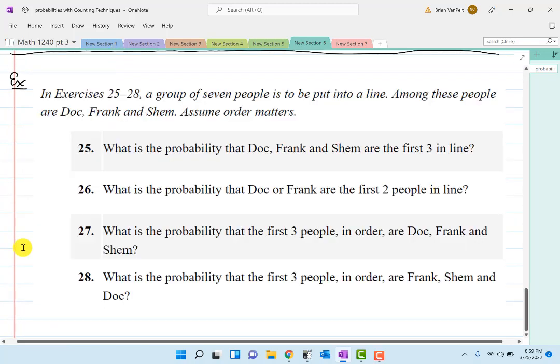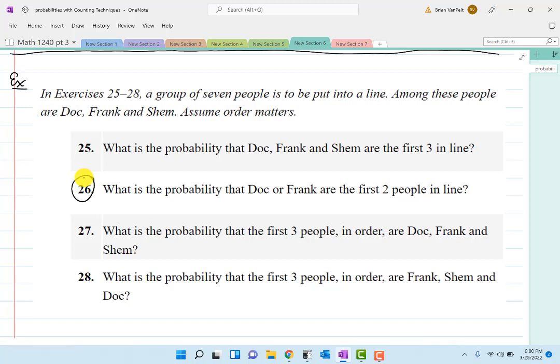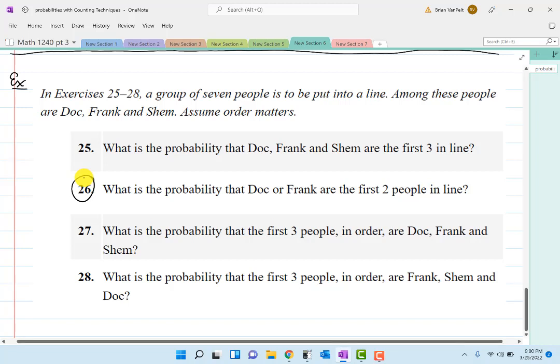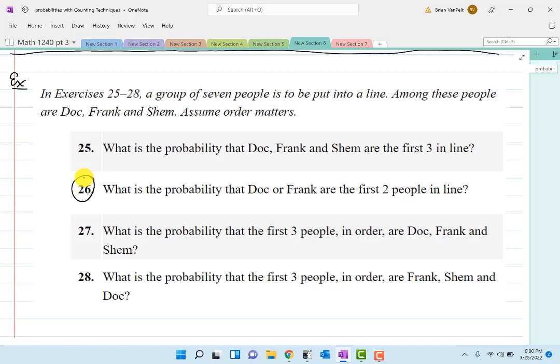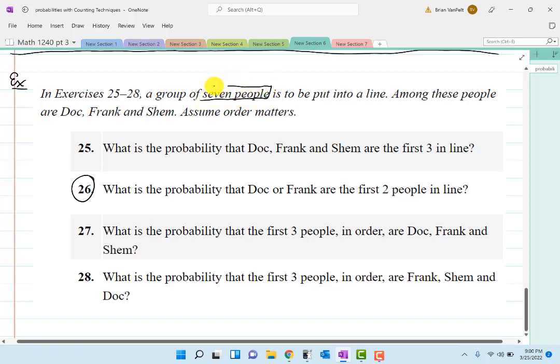For my last example, I wanted to do problem number 26 here. So what we have is a group of 7 people are going to be put into a line. And we are going to have 3 people that we're interested in, Doc, Frank, and Shem. Okay, and then assume order matters. Well, obviously, if we line up people, then order does matter. If 7 people are put into a line, that means the size of our sample space equals 7 factorial, since order matters.